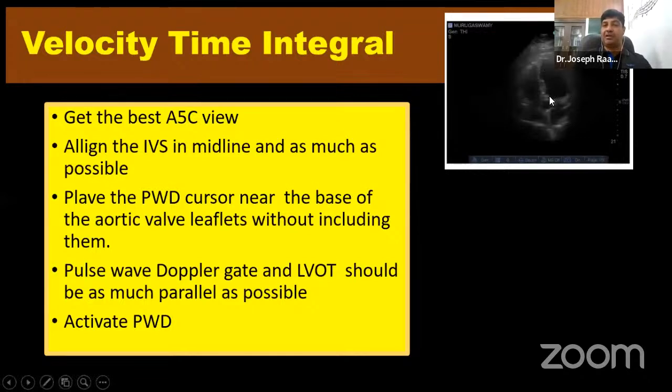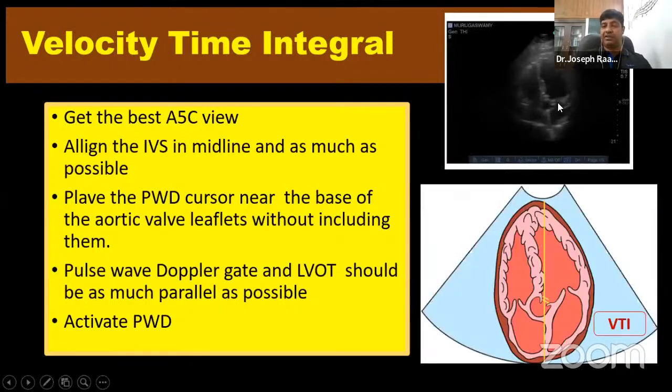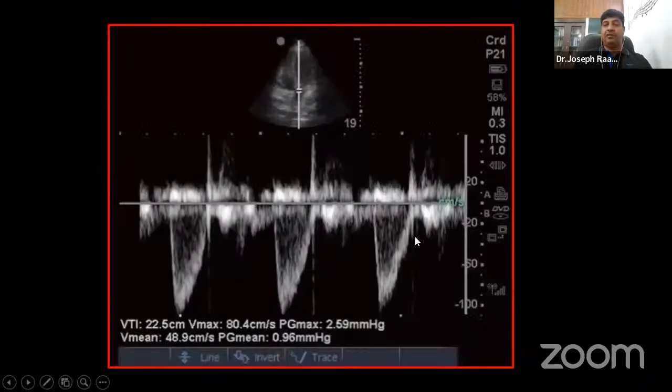Then place your pulse wave Doppler cursor just beyond the aortic valve opening. Then you activate it. This is the aortic valve, this is the aortic root, this is the LVOT. The sample volume should not include the aortic valve. So you get a wave like this. This is the VTI wave.